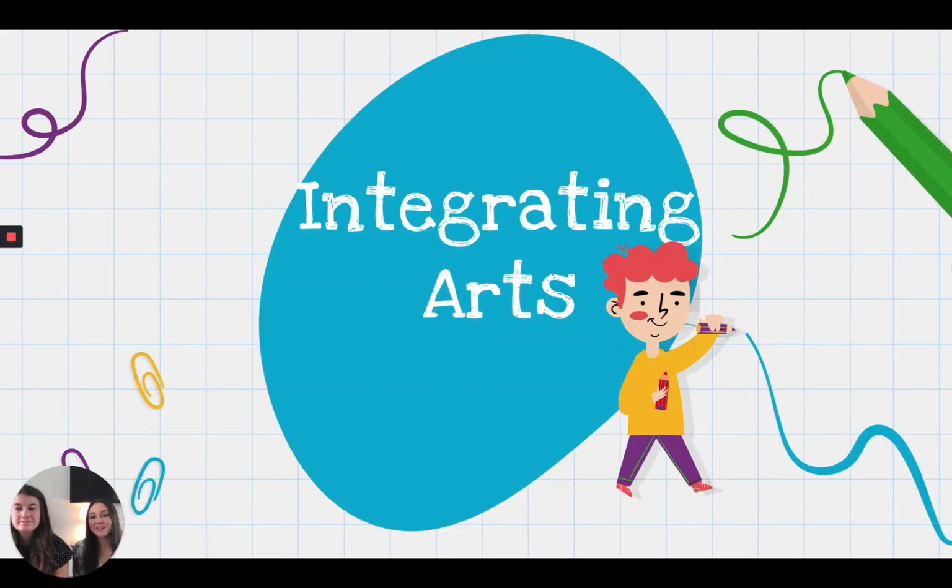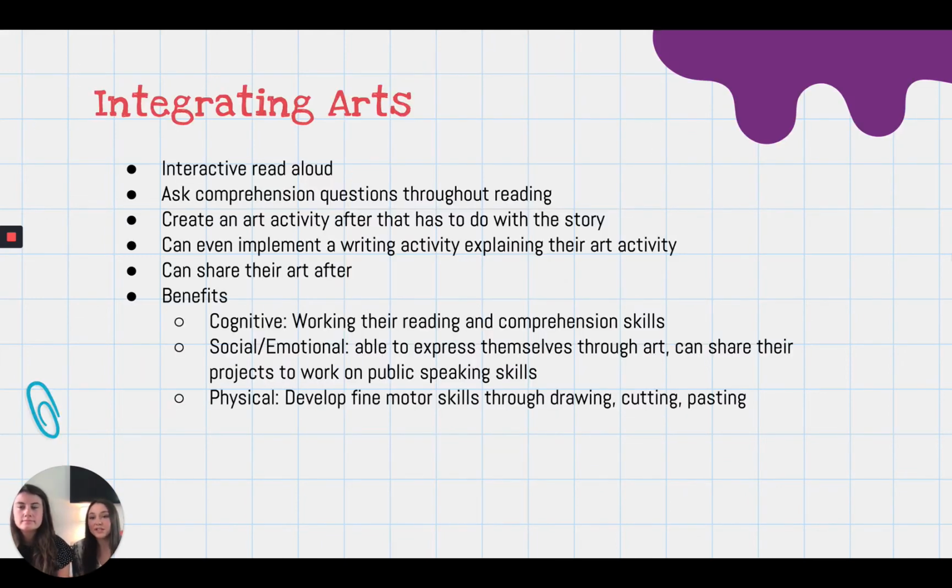So I'm going to talk about integrating arts in the classroom. One way to do this is an interactive read aloud, where you can ask comprehension questions throughout the reading just to work on their comprehension skills, and then you can implement a writing activity after. They'll do an interactive read aloud, and then an art activity that relates to the book, and then you can even do an extension with a writing activity that explains the art activity. And then they can share their art or their writing after.